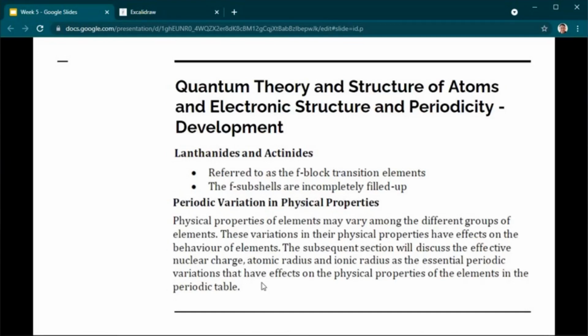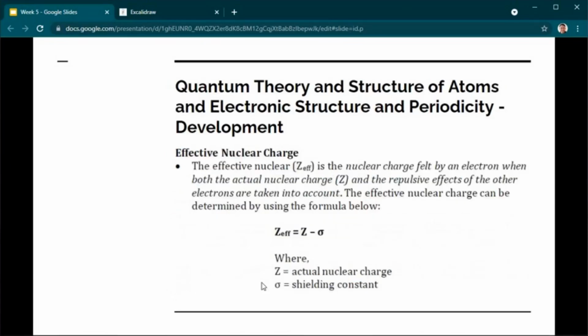Periodic variation in physical properties. Physical properties of elements may vary among the different groups of elements. These variations in their physical properties have effects on the behavior of elements. The subsequent section will discuss the effective nuclear charge, atomic radius, and ionic radius as the essential periodic variations that have effects on the physical properties of the elements in the periodic table. So these are the following physical properties of elements which can be observed through the periodic table.